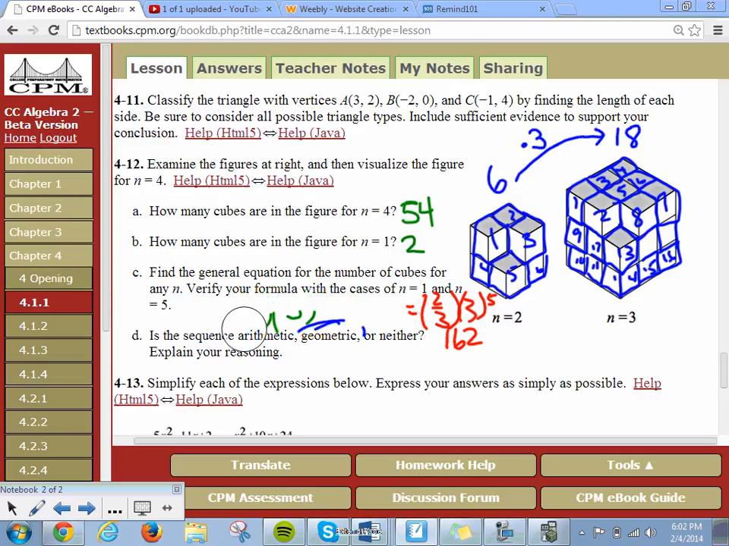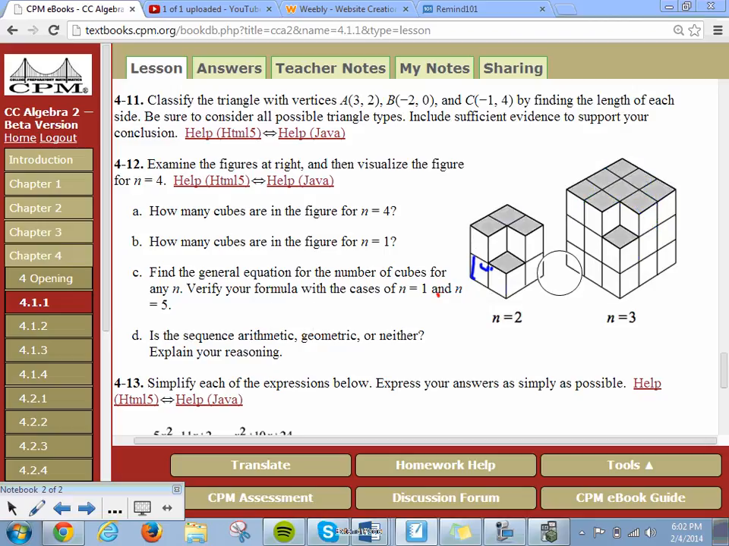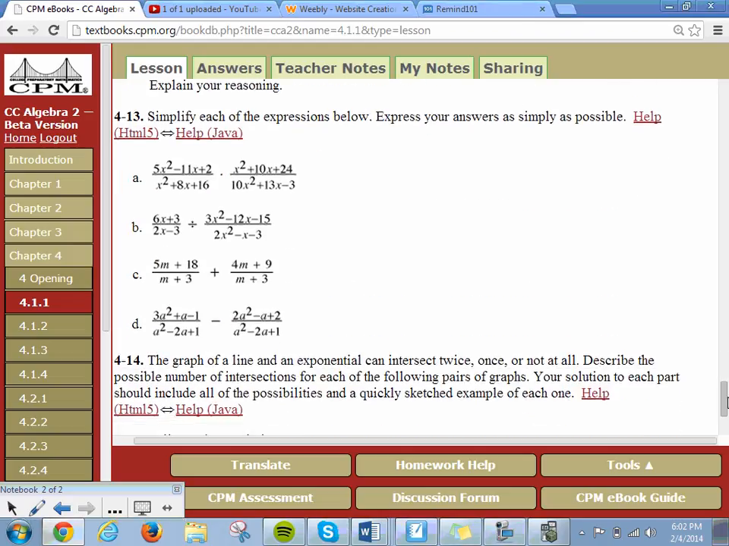All right. And then lastly, oh no, we got 13 and 14, almost done. I'm going to erase this and then scroll down. All right. So we're looking at 13 and then 14, and we will be all complete. Oh boy. Simplify each of the expressions below. Express your answer as simple as possible. So we just want us to simplify it.